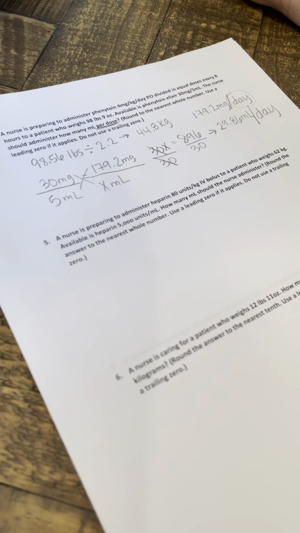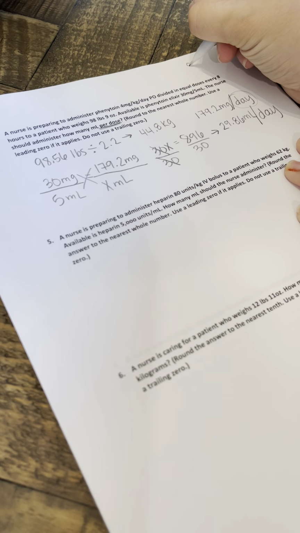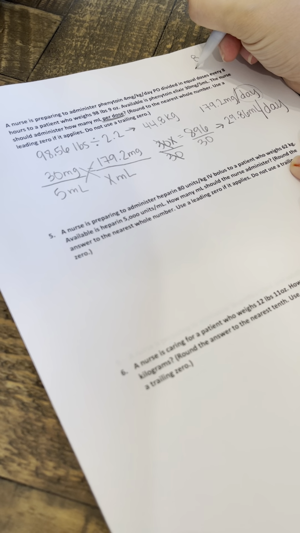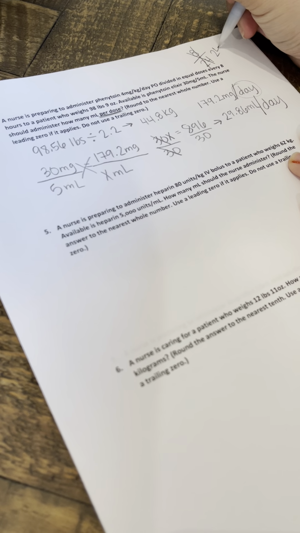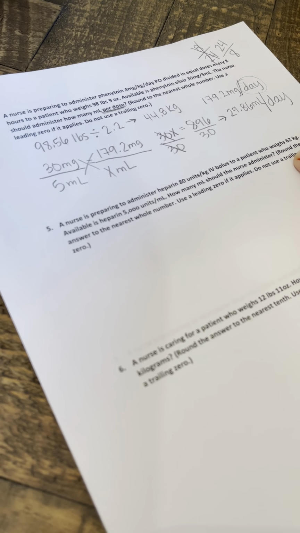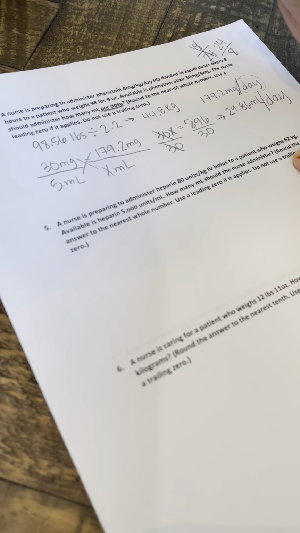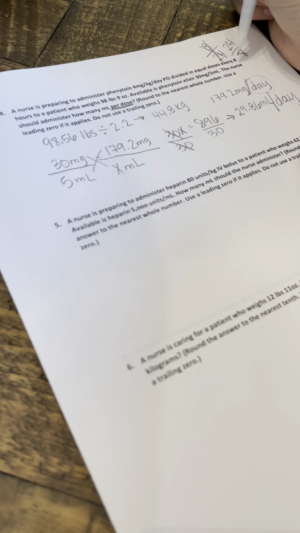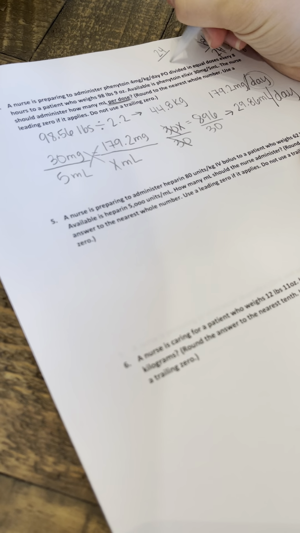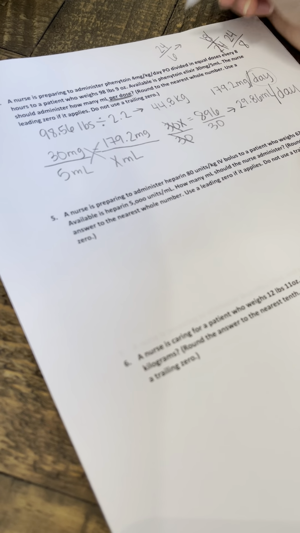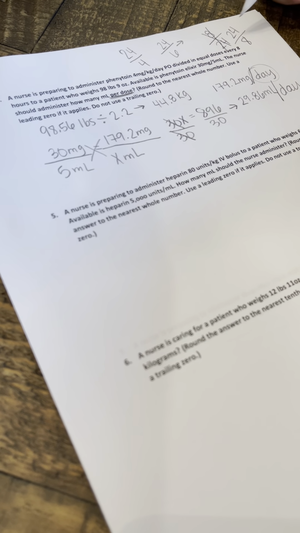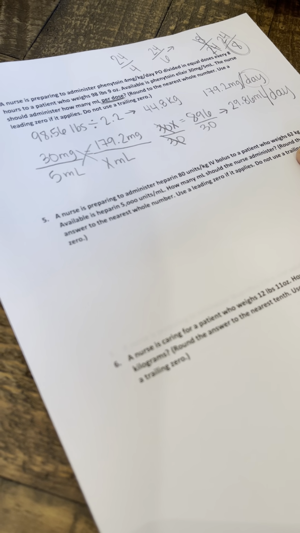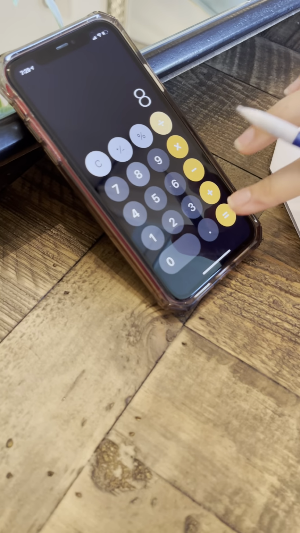And if you're not sure how many times a day, you just do 24 divided by however many hours you have. So that is going to equal 3. If it's every 6 hours, you can do 24 hours in a day over 6. That's going to give you 4. If it's every 4 hours, you could do 24 hours in the day over 4. But we're ordered every 8 hours. So just to show you, 24 over 8 is going to be 3 times a day.